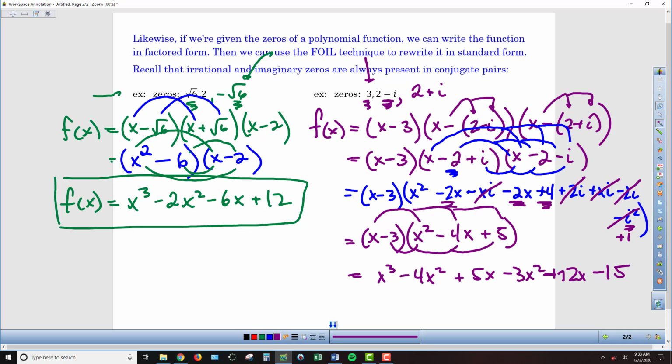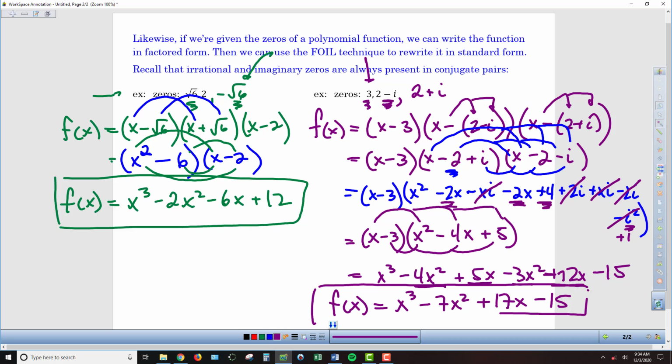So our last thing is to gather like terms one last time. So I'm going to start with the highest exponent. I just have x cubed. I've got a -4x squared and a -3x squared. Gives me -7x squared. I've got a 5x. Remember, this was a +12x. So that gives me 17x. And then lastly, I've got that -15. So after a long and winding road, we've ended up with our polynomial function.